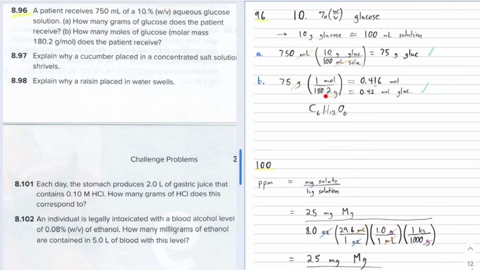So let's just use this: 75 grams, and 1 mole is 180.2 grams. So the grams cancel, you're left with moles, and the calculation gives you 0.416 moles, which rounds to 0.42 moles of glucose.